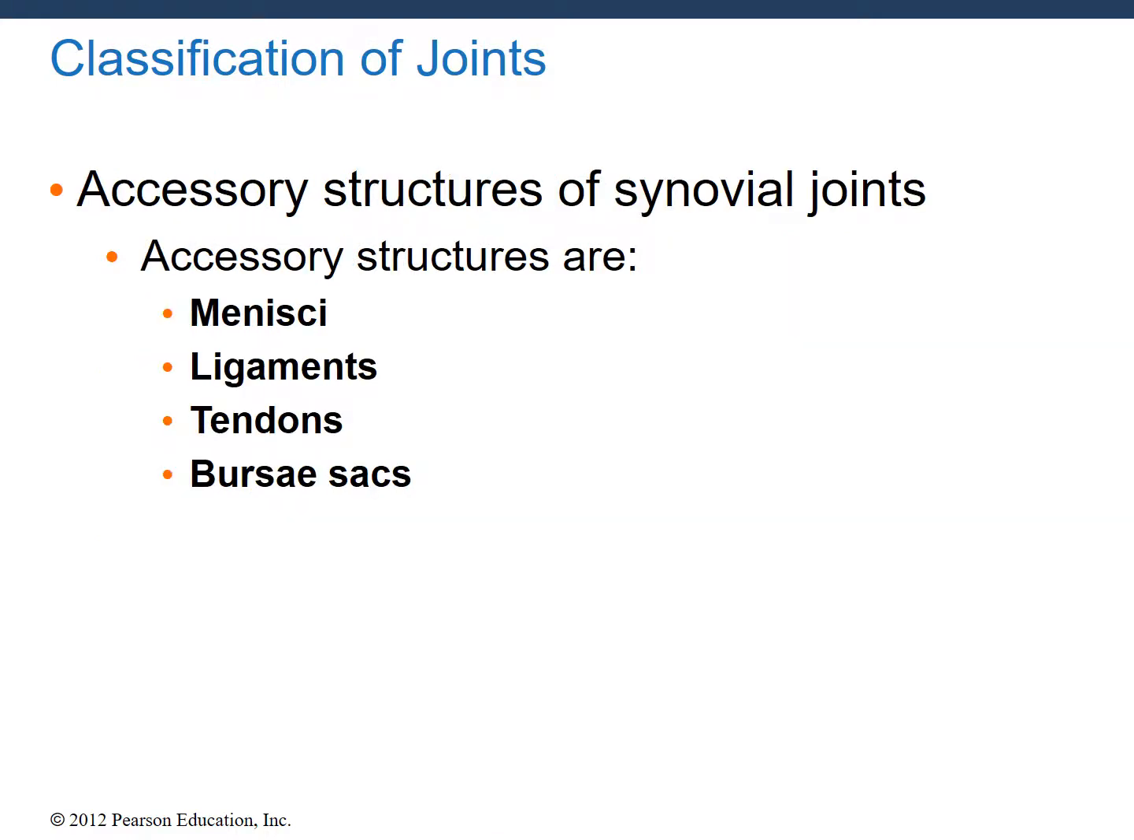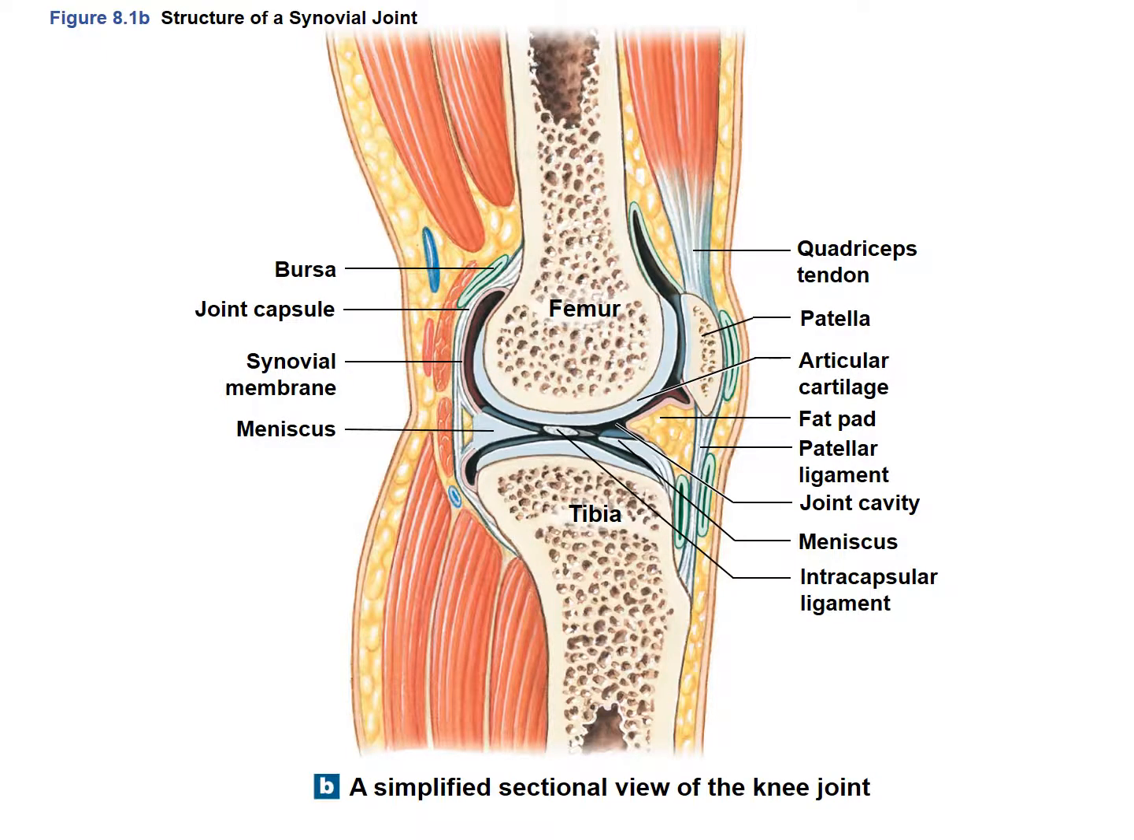Accessory structures of synovial joints include menisci, ligaments, tendons, and bursa sacs. Menisci are going to be different fibrocartilage discs that will actually be placed in between the bones, as can be seen here. They allow for greater overall compressive forces and help to stabilize the bone a bit more.